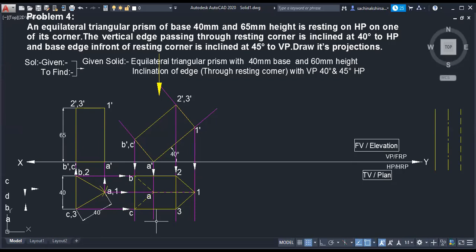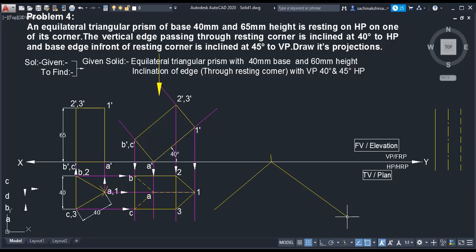Now we have to make this inclination 45 with VP. So what we have to do now, whatever top view we have drawn right now, we have to rotate it so that line BC will make an angle of 45. We should not think how much angle. Here there are two options. Either you can draw the line in this way, making an angle of 45, or in this way. Both will be correct.